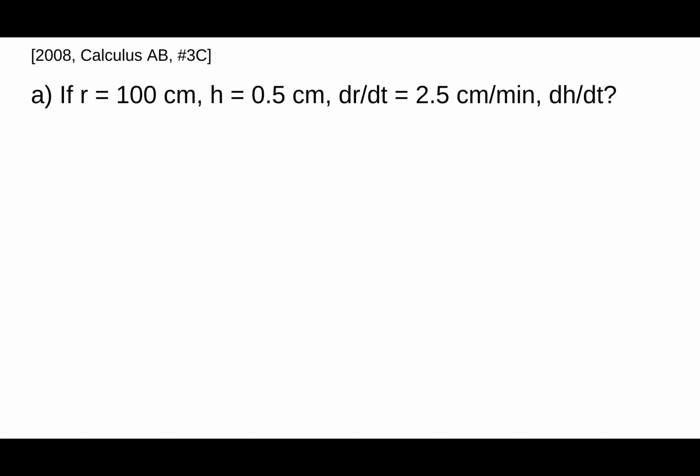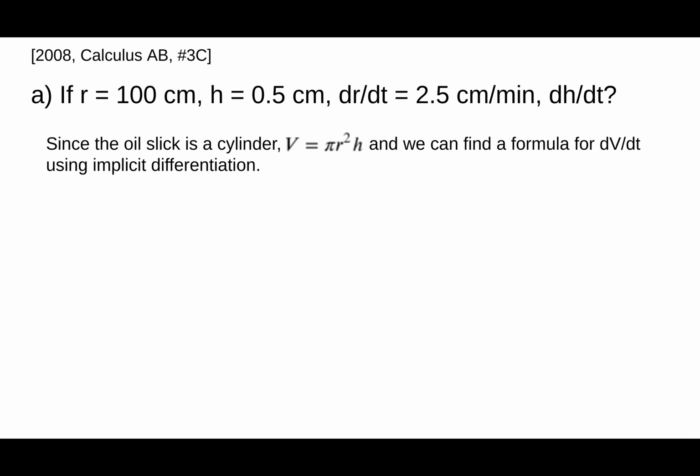So using the formula for the volume of a cylinder, V equals pi r squared h, we can find a relationship between these values by using implicit differentiation. Specifically, we're going to find a formula for dV dt, even though dV dt is not actually what we're trying to find. If I take the formula for the volume of a cylinder and differentiate, dV dt is going to be pi times, and notice that r squared times h is a product of two implicit functions, so we're going to use the product rule. We're going to get r squared times dh dt plus 2rh dr dt.